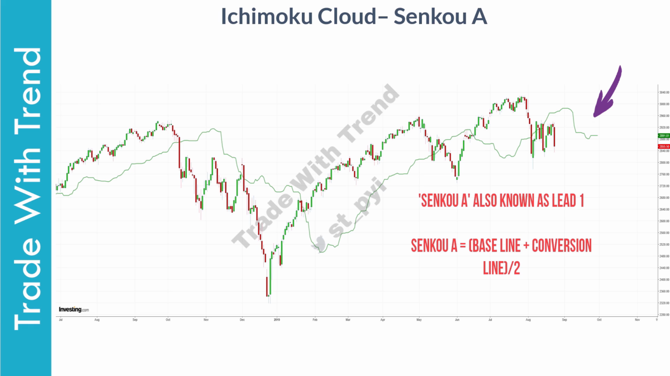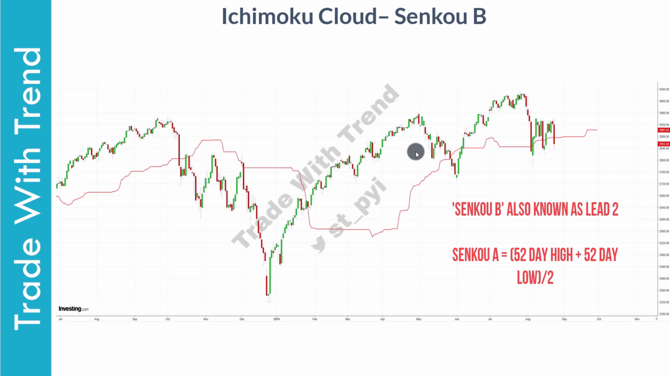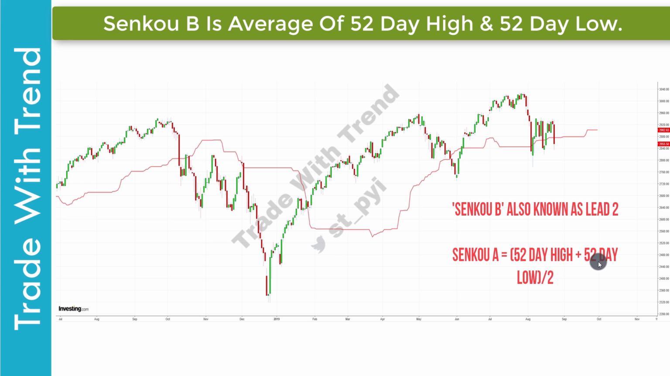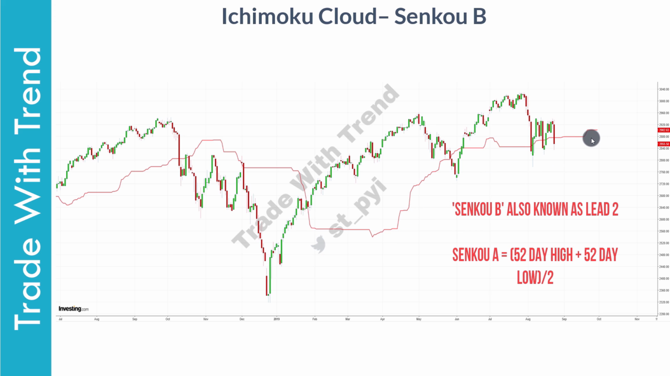Let us now move to Senkou B or Lead 2 indicator. Senkou B, which is also known as Lead 2 indicator, is calculated by averaging highest high and lowest low of the last 52 periods. Once this is done, Senkou B is then projected 26 days into the future. That is 26 periods in future. If you look at today's Senkou B value at this region, it was formed 26 periods back. I hope this is again clear.